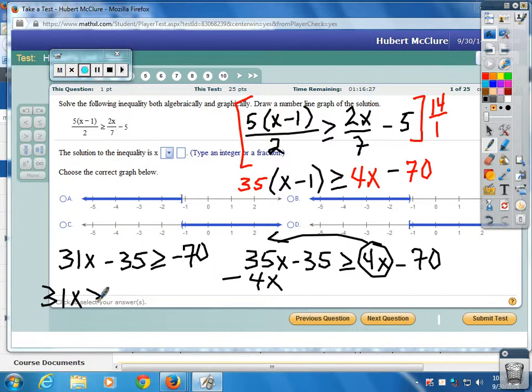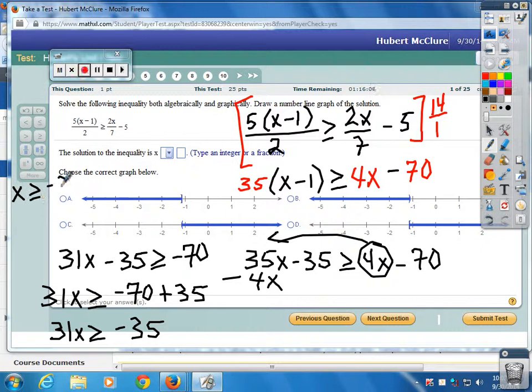31x is greater than or equal to negative 70 plus what? And that's going to be 31x is greater than or equal to negative 35. So what's your final answer? X is greater than or equal to what? Negative 35 over 31. The parentheses stay unchanged. The parentheses aren't affected by the multiplication.